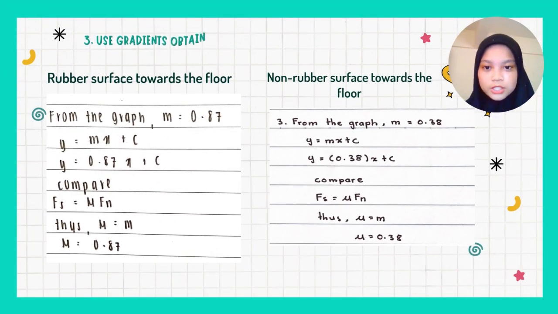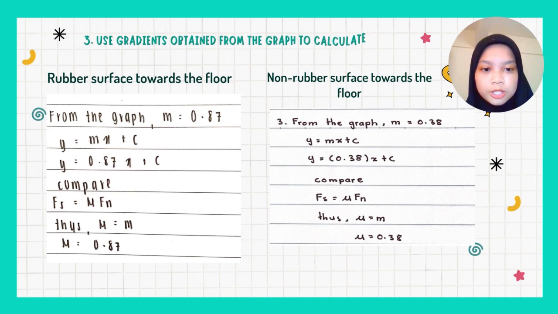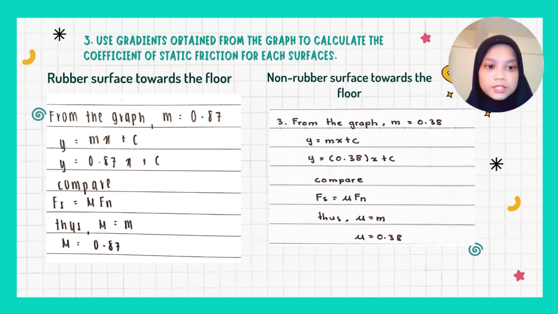Analysis number 3. Use the gradient obtained from the graph to calculate the coefficient of static friction for each surface. So this is the difference of coefficient that we get from the graph, rubber surface toward the floor and non-rubber surface toward the floor. We get it from the equation y equal to mx plus c. We compare with Fs equal to mu Fn.